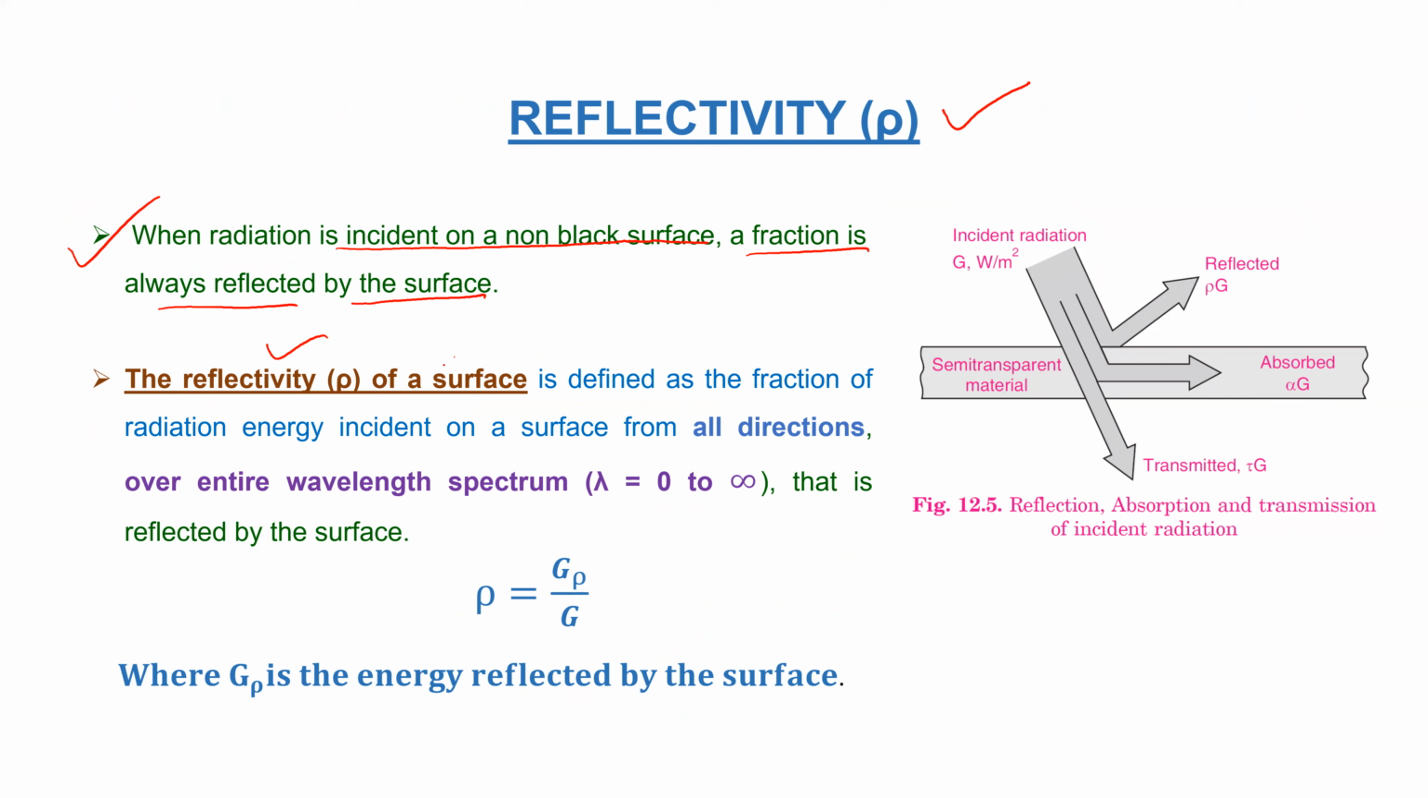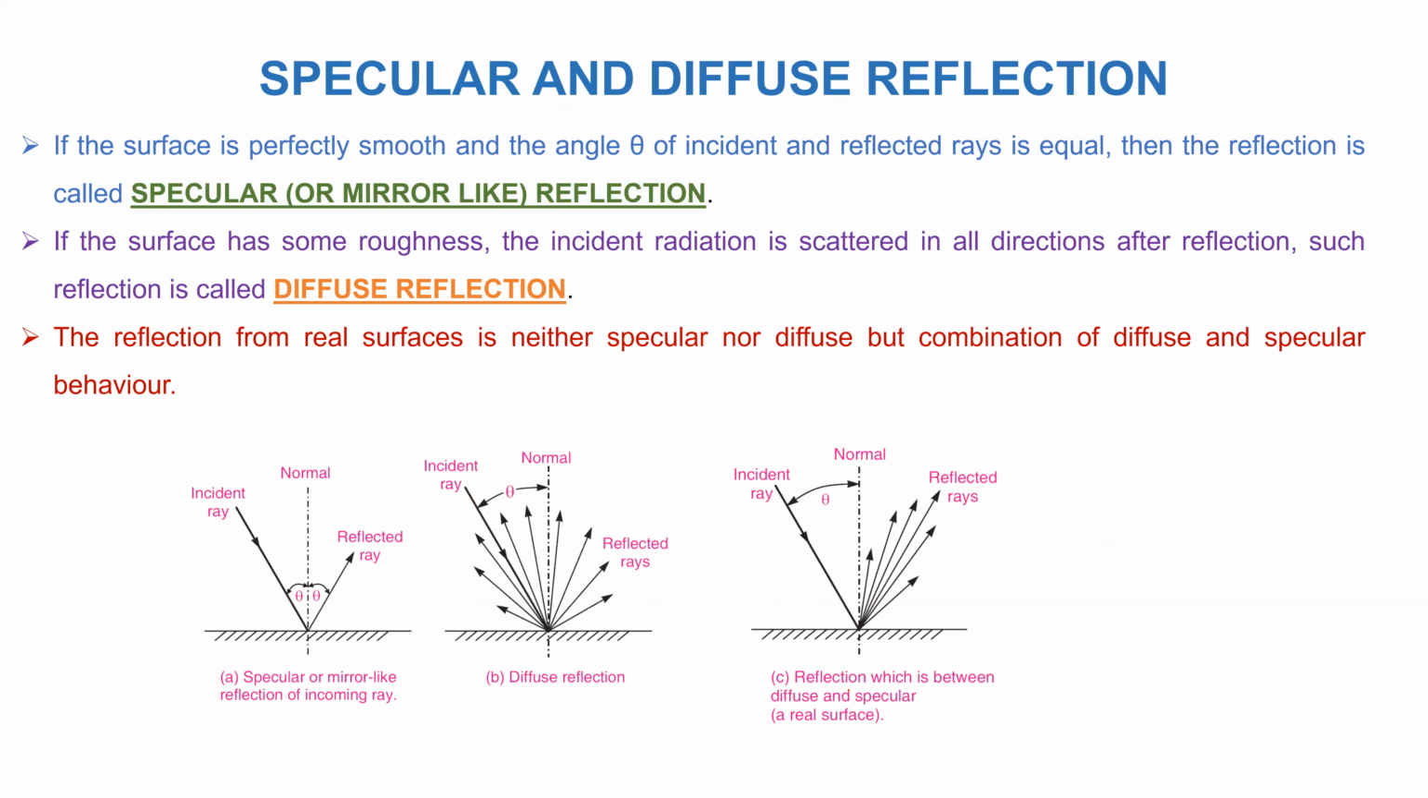The reflectivity of a surface is defined as the fraction of radiation energy incident on a surface from all directions over the entire wavelength spectrum from lambda to 0 that is reflected by the surface. So we are talking about this part, and it is given the name G times rho. What is rho? Rho is reflectivity in all directions over the whole wavelength range, and it is equal to the ratio of G rho divided by G. And what is G rho? G rho is the energy reflected by the surface.